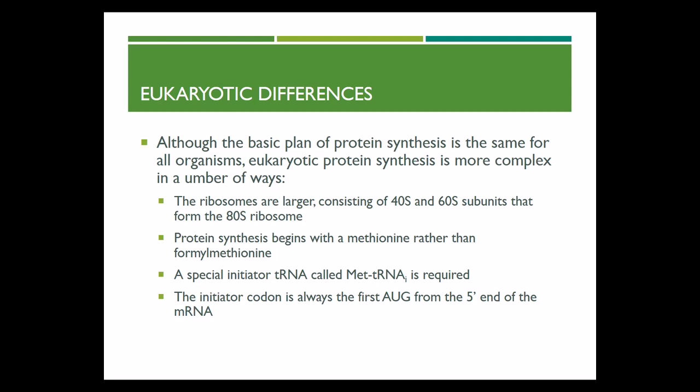Of course, there's going to be some differences between prokaryotic and eukaryotic cells. The basic plan is the same for all organisms, but eukaryotic protein synthesis is more complex in a number of ways. The ribosomes are larger, consisting of a 40S and a 60S subunit that form the 80S ribosome. Protein synthesis begins with a methionine rather than a formyl methionine.